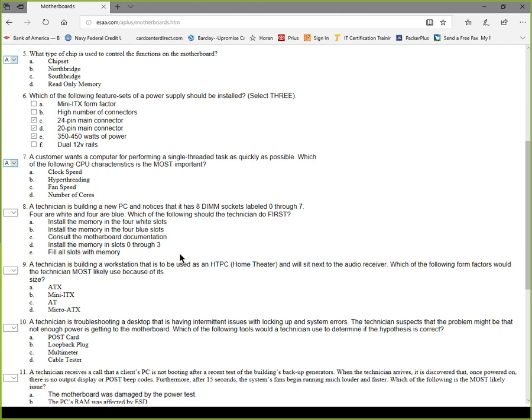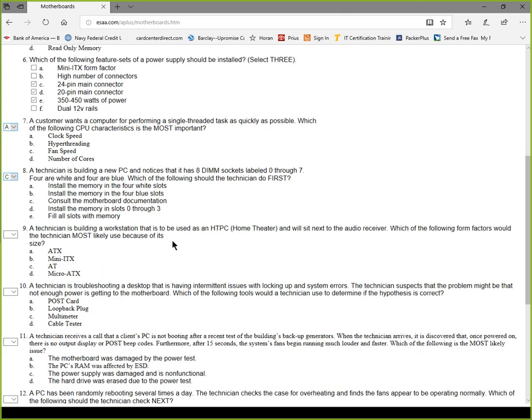A technician is building a new PC and notices that it has 8 DIMM sockets labeled 0 through 7. 4 are white and 4 are blue. Which of the following should the technician do first? Installing the 4 whites, installing the 4 blues, consult the documentation, install the memory slots 0 through 3, or fill all the memory slots. C, let's see, C. Let's look at the documentation. When you do these things, the documentation will tell you what order that the memory slots should be filled.